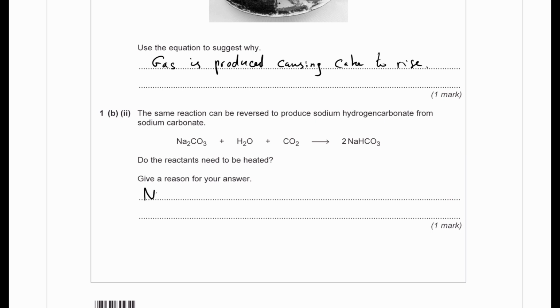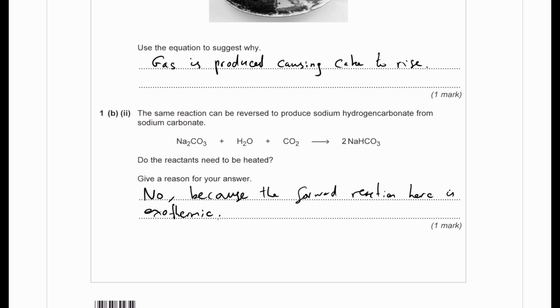And now, do we need to heat on the backwards reaction? We can say no, because the forward reaction here is exothermic, right? So because it's exothermic, energy is going to be released into the surroundings, and so we don't need to provide heat energy, right?